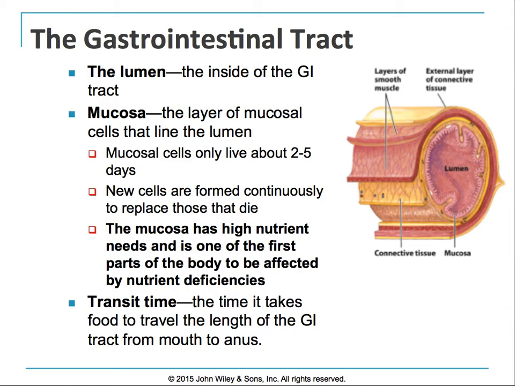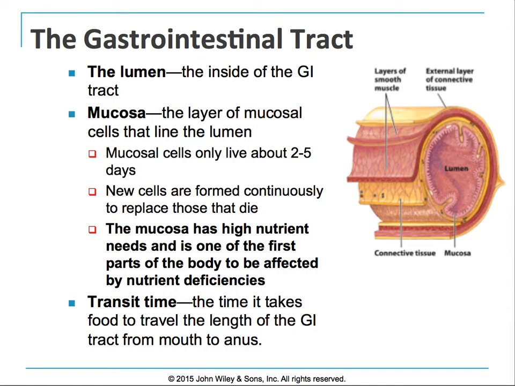Mucosal cells only live about 2 to 5 days. New cells are formed continuously to replace those that die. So that's a cycle that's taking place all the time, every day in our digestive tract, and we have no idea. But our body continuously regenerates those cells.